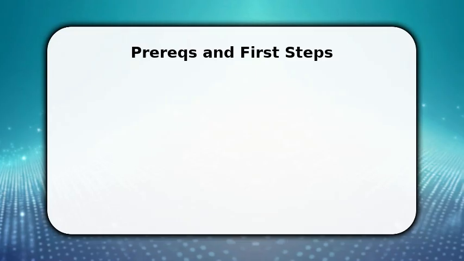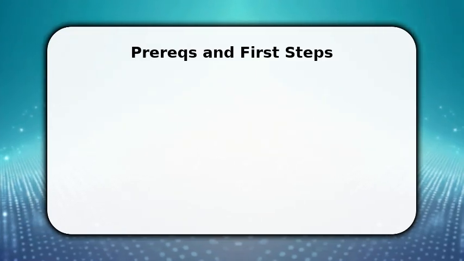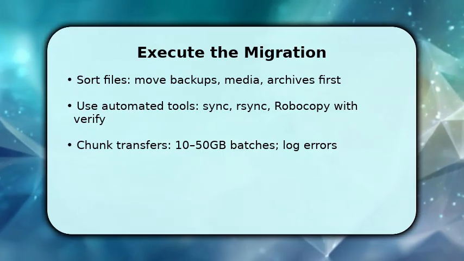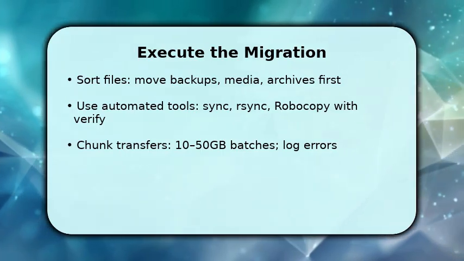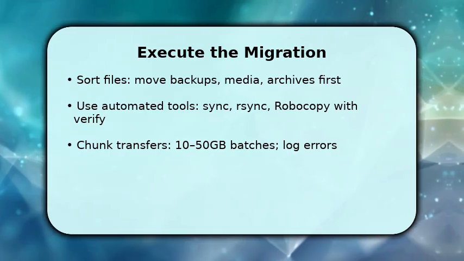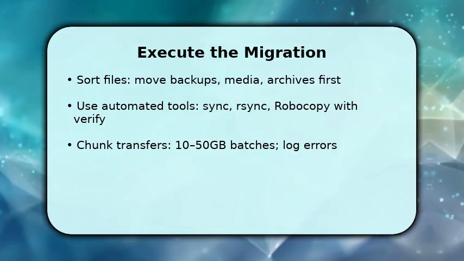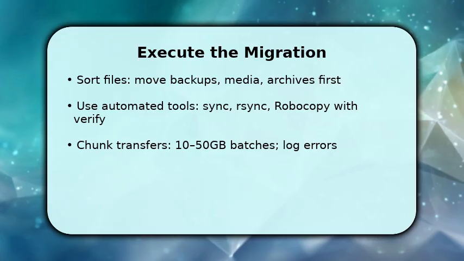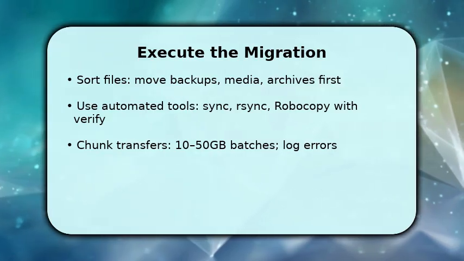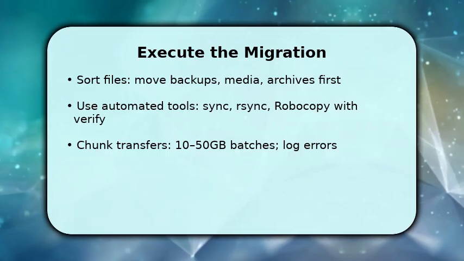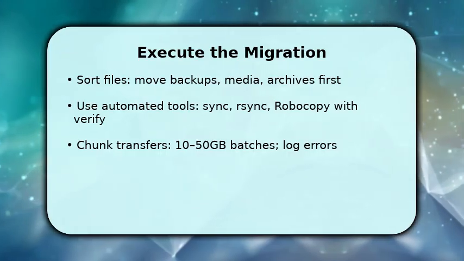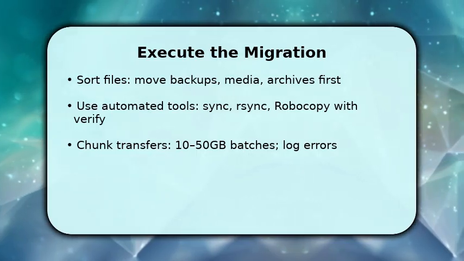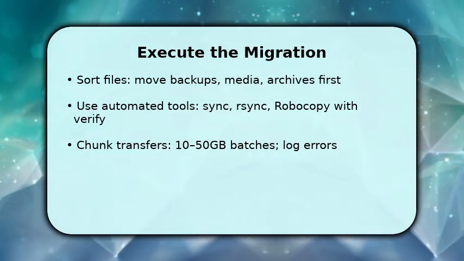You now execute the migration with a clear order. Move backups and infrequently used media first to free instant space. Use a verified tool, rsync, Robocopy, or a sync app, with verification enabled so you avoid silent corruption. Once transfers begin, chunk them into 10-50 GB batches to simplify retrying failed parts and to monitor throughput. Make sure to maintain a running log of errors and durations. This helps you spot bottlenecks like CPU, disk I/O.